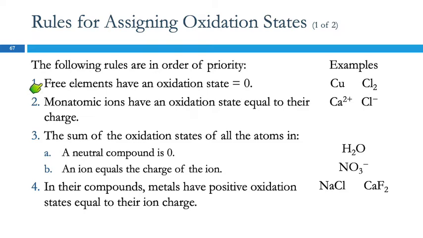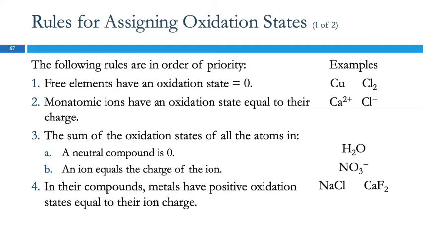Free elements have an oxidation state of 0. Monatomic ions have an oxidation state equal to their charge. So here, calcium has a +2 oxidation state because it has a 2+ charge. Chlorine has a -1 oxidation state because it has a -1 charge. And that's why it can be easy to get them mixed up. But it also makes them easy to assign. If you've got ions, the charge is the oxidation state.